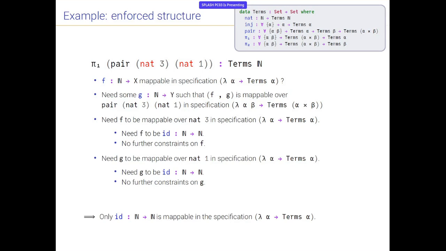And so in the end, only the identity is mappable because we just collect the constraint on f, and we see that this is the only constraint that we have. So only the identity is mappable in the specification lambda alpha goes to terms alpha over these terms pi1 of pair of nat3 and nat1. So how can we understand that from the structure preserving but data changing point of view?